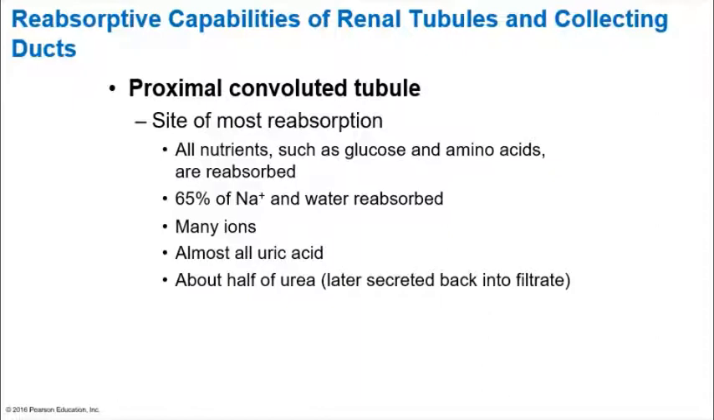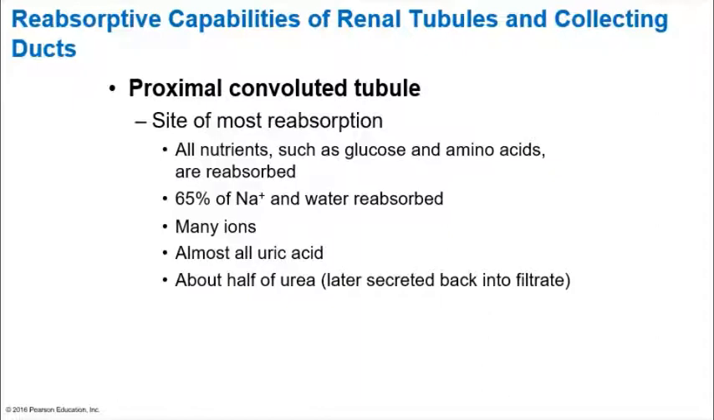But there are transport maxes. So on average, do we know some percentages of how much of these things we're going to be reabsorbing? Yes. Turns out about 65% of your sodium and water gets reabsorbed in the proximal convoluted tubule. That's more than half. So as soon as you made your filtrate, as soon as you pulled that plasma out, you took more than half of the sodium and water and you put it right back into the blood.